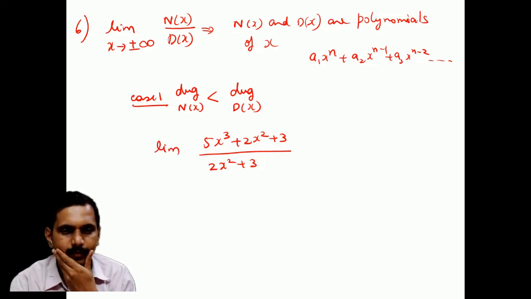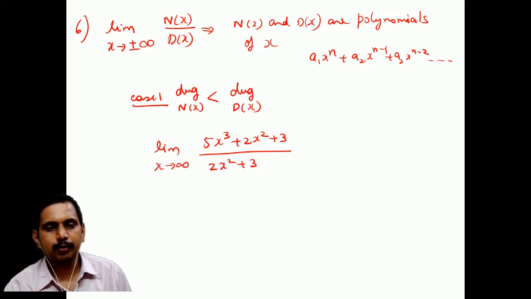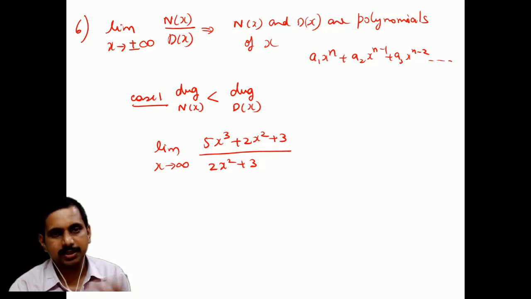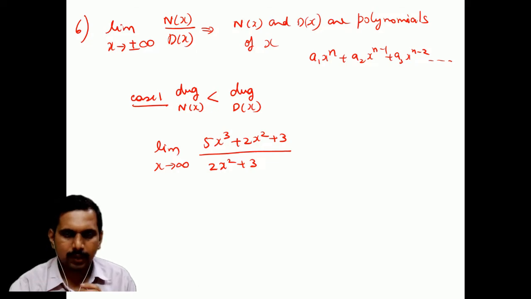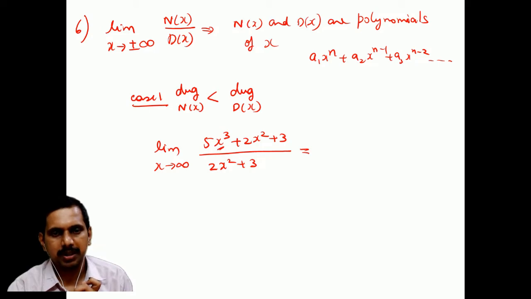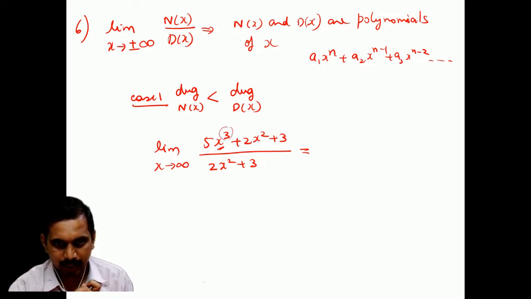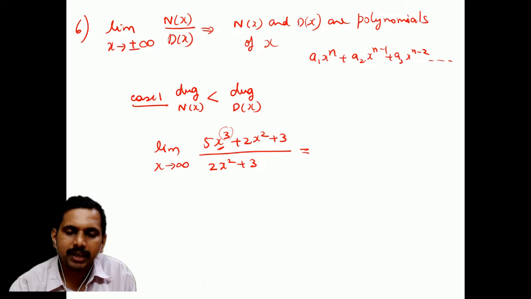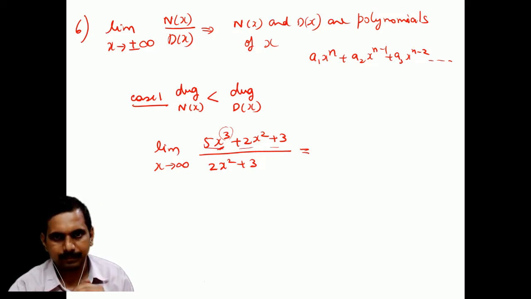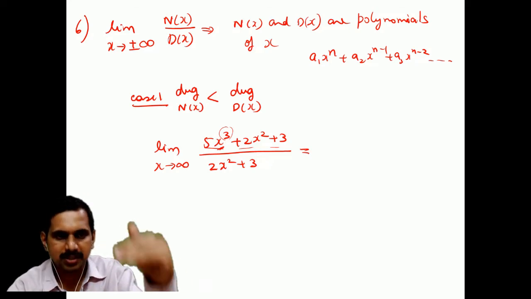Limit x tending to infinity. Now if you substitute infinity, first is always substitution, you will get infinity by infinity, which is not defined, right? So what should we do? Generally, whichever is the biggest exponent in the denominator, we have to divide each term by that factor. First let us see how to solve this traditionally, then I will tell you the shortcuts.